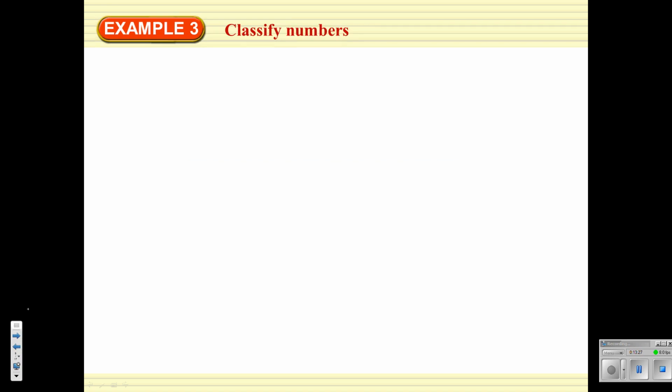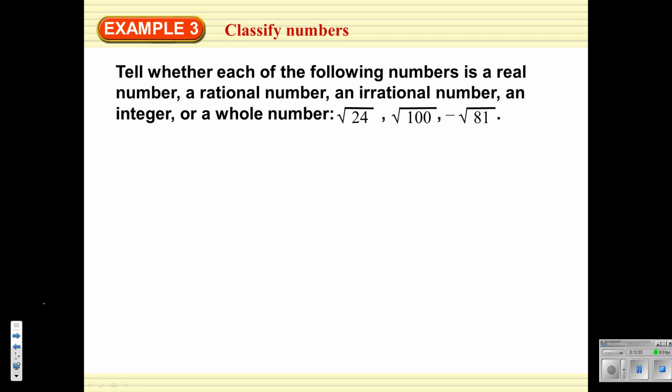Okay? All right, so let's classify some numbers. I think on the back of your notes you have a chart, and we're going to talk about these numbers. Tell whether each of the following numbers is a real number, a rational number, an irrational number, an integer, or a whole number. First of all, we're going to think of real. If you look back at your chart on your notes, real numbers are all the numbers we're going to deal with in algebra. So every number we deal with in Algebra 1 will be real.